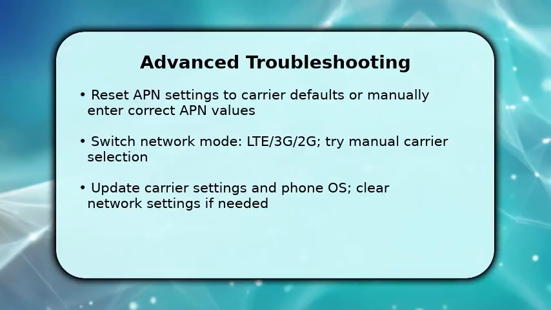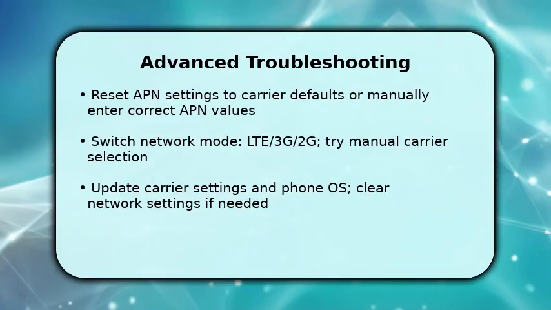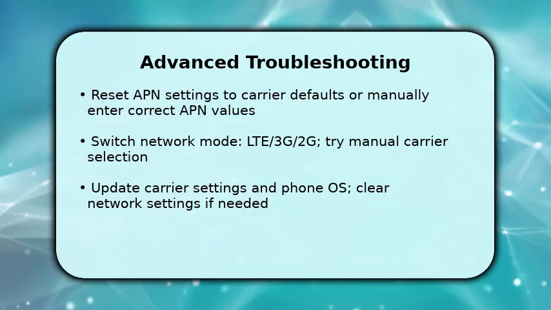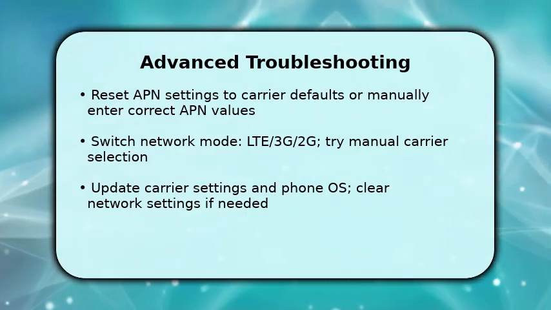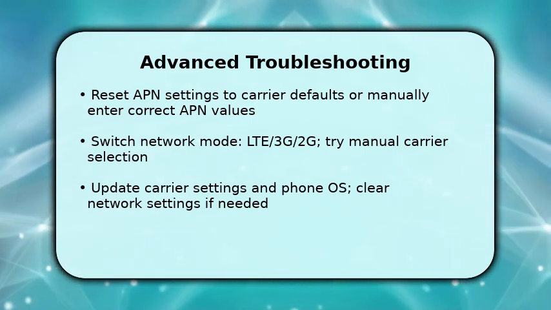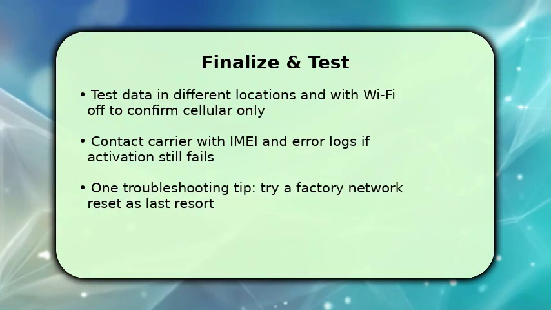Make sure carrier settings and the phone OS are up to date. These updates often include authentication fixes. If issues persist, clear network settings to erase corrupt entries, and then reboot to apply a clean configuration. You finish by validating the fix.